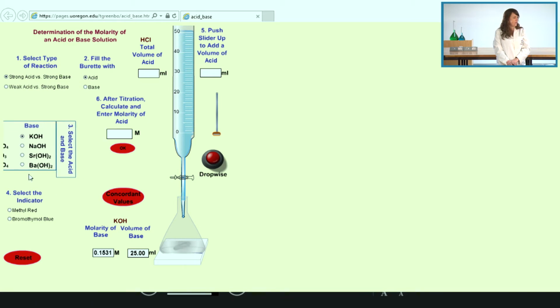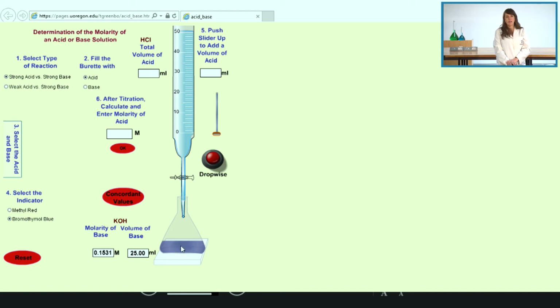Number 4, we need to select the indicator. We know that we're dealing with a strong acid and a strong base, and so we need an indicator with a pH of around 7. So we're going to stick with the one that we know, bromothymol blue. So now we've got everything set up. What's nice in the simulation is you'll see we've got a magnetic stirrer, so we don't need to worry about stirring the conical flask ourselves. The stirrer is doing that for us.